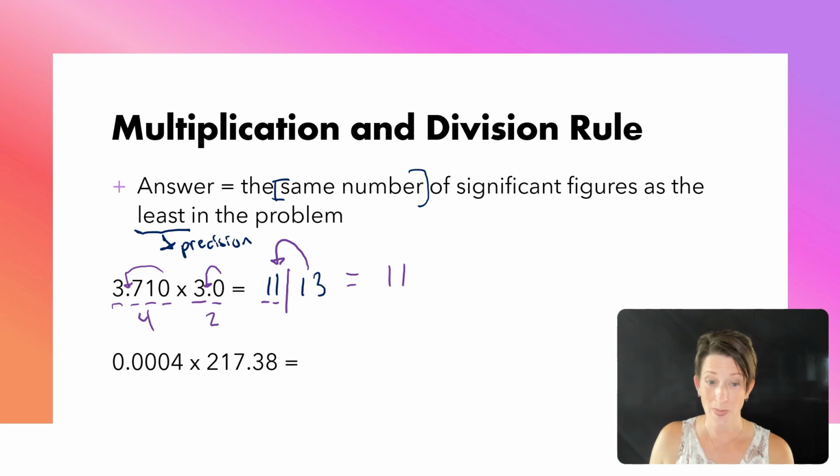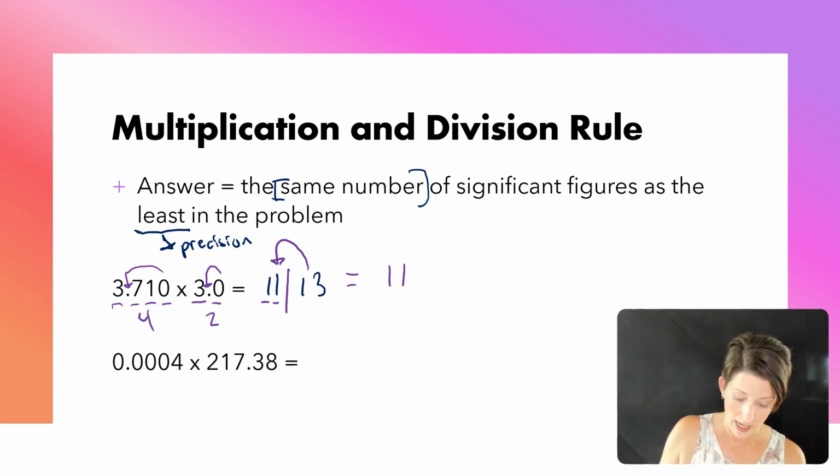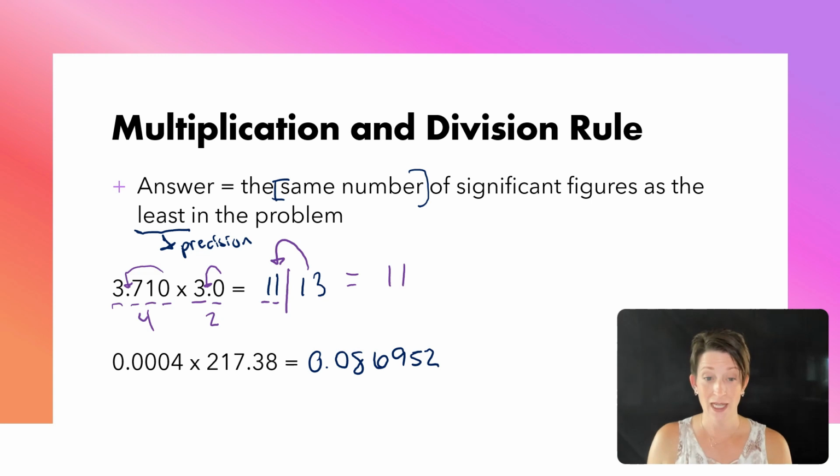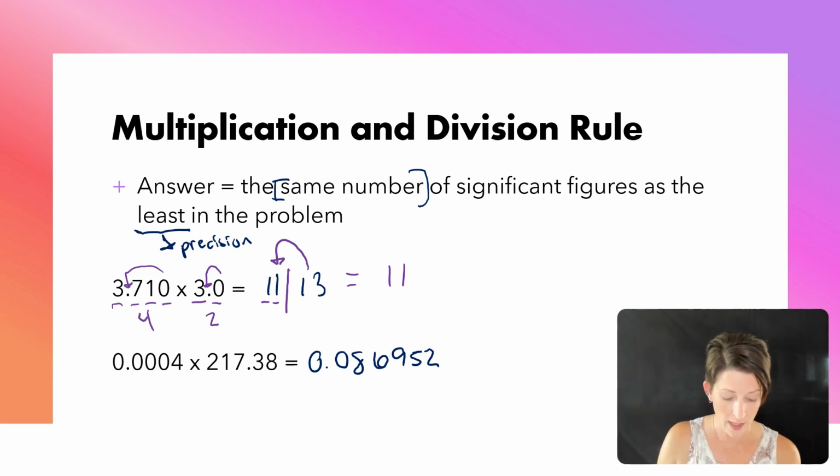On the next one, 0.0004 times 217.38. Plug this into your calculator and you're going to get 0.08695. It's a lot of digits we don't necessarily need to care about. Go back, determine which number provides us the fewest sig figs, or which one's the least precise.